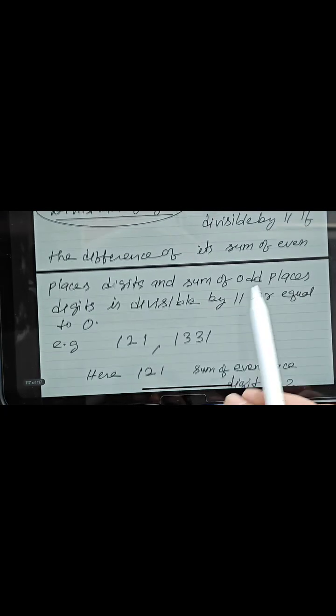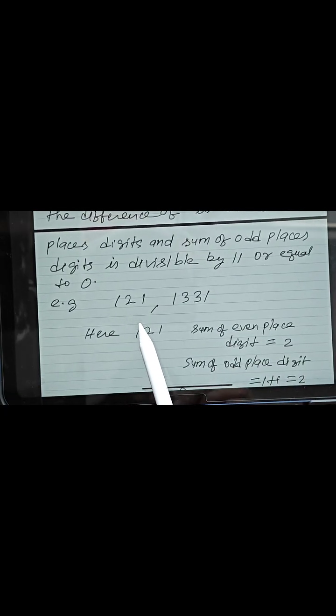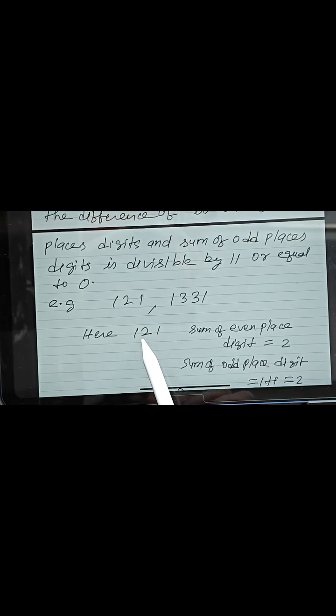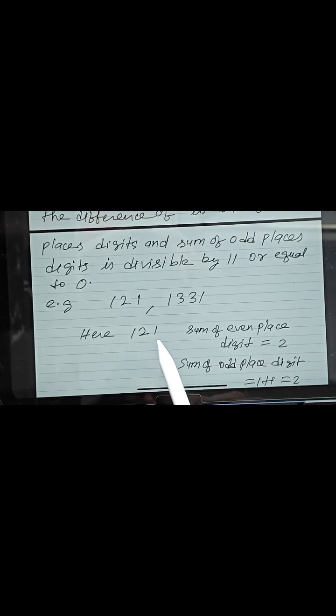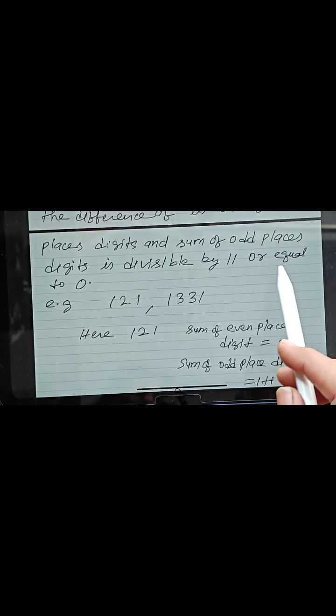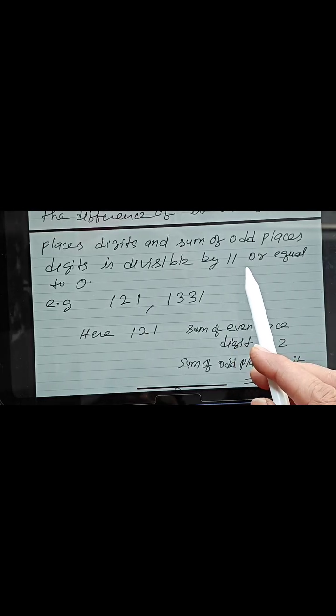Just go through it. Here it is 1, 2, 1. The sum of even places digits: 1, 2, 3, this is the even place, so 2 only. The sum of odd places digits: 1 plus 1, that is 2. So when you find the difference, 2 minus 2 is 0, so it should be divisible by 11 because the difference would be either 0 or a multiple of 11.